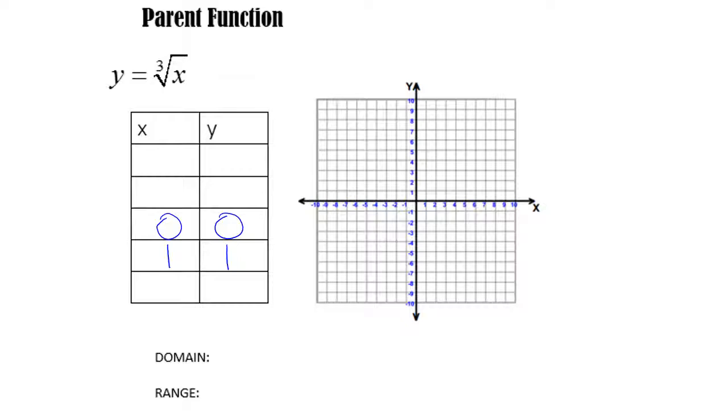Next, if I was to plug in 2 for x, 2 is not a perfect cube. If I look at my perfect cube values, the next one would be 8. The cubed root of 8 gives me 2.